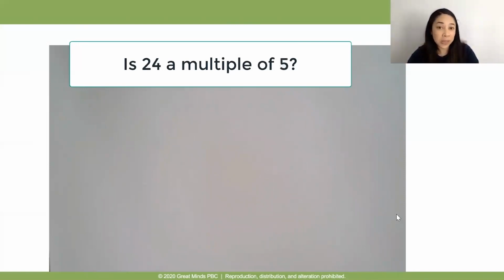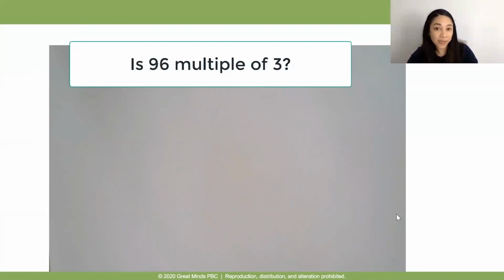Is 24 a multiple of 5? No. How do you know? We know that 5 is not a factor of 24. When you divide 24 by 5, you end up with a remainder of 4. Is 96 a multiple of 3?